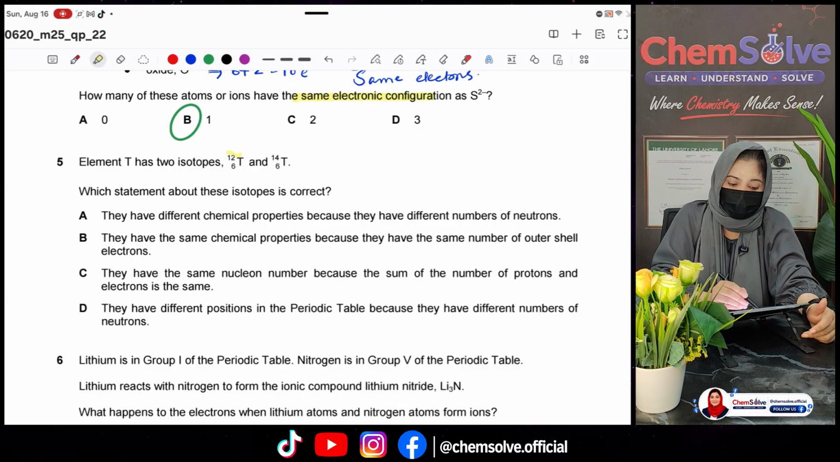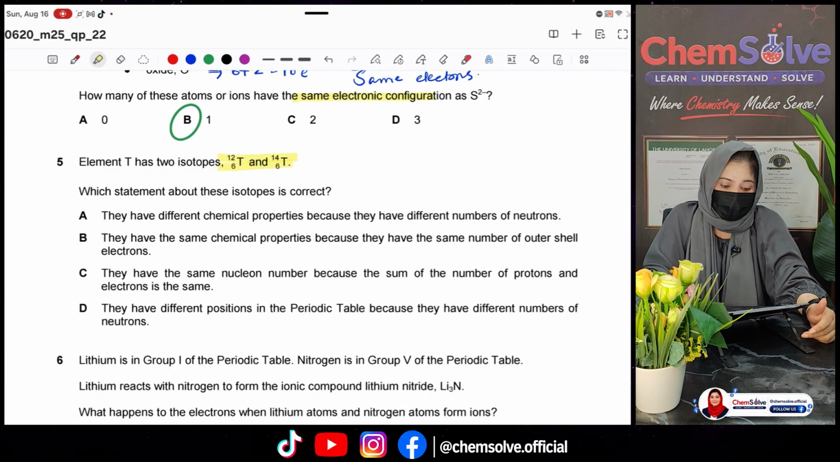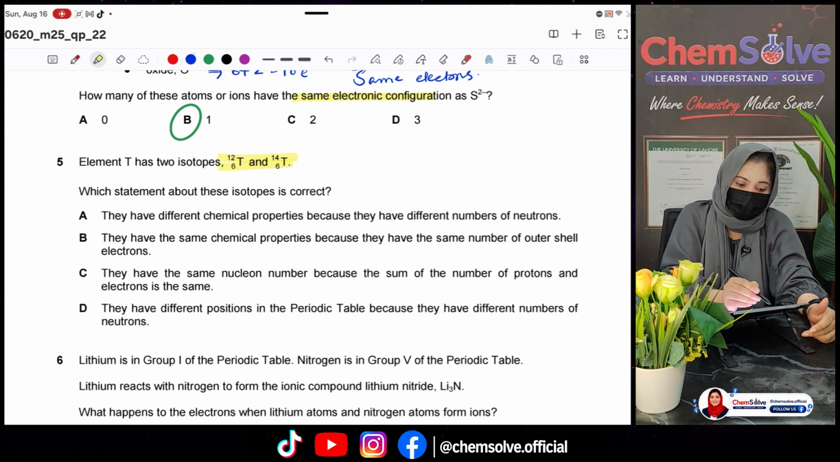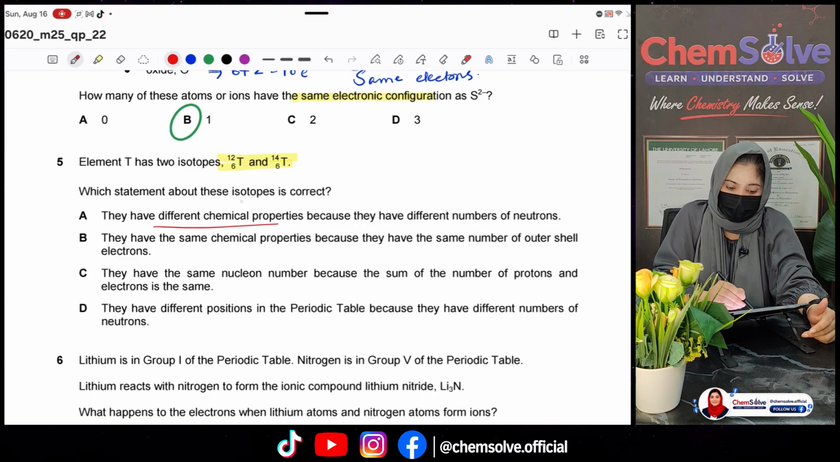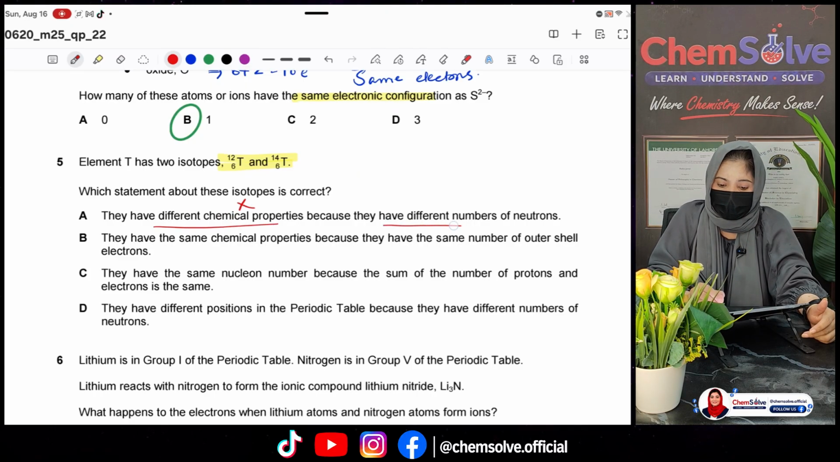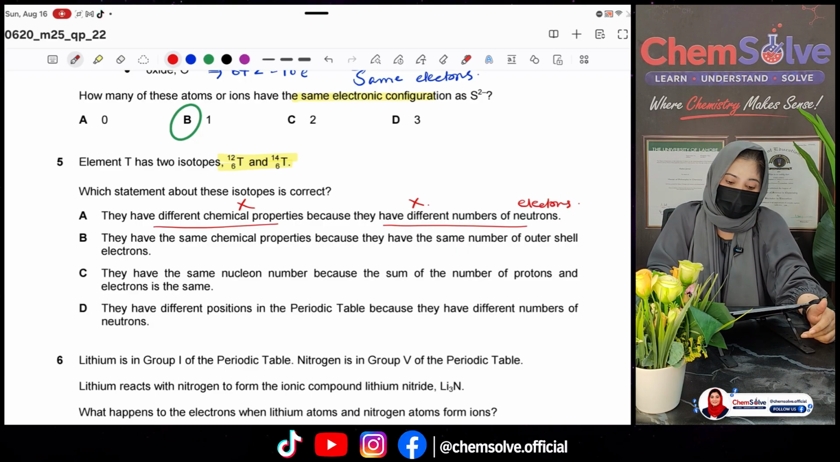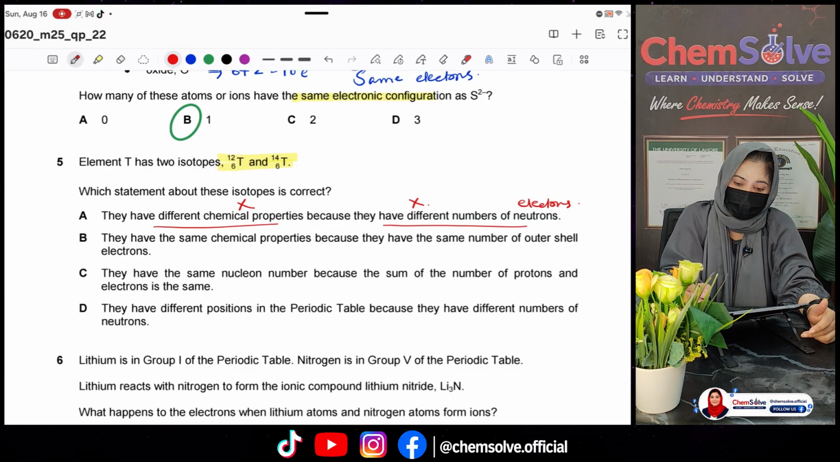Element T has 2 isotopes. The statement about these isotopes is correct. They have different chemical properties because they have a different number of neutrons. Chemical properties depend on the electrons only, right? So let's calculate their electrons.